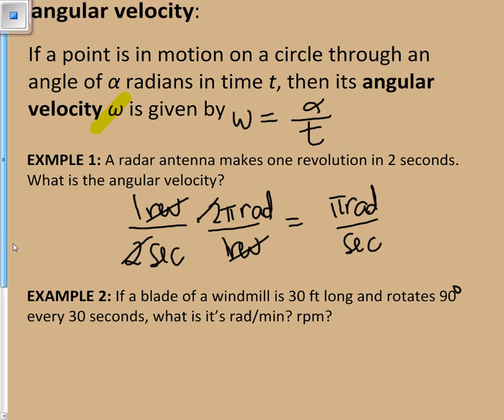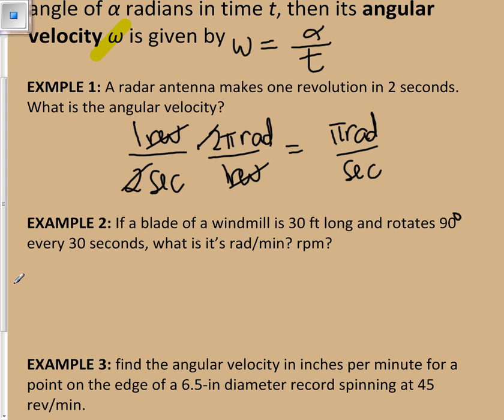Now if we look at example number 2, we have a blade of a windmill that is 30 feet long and rotates 90 degrees every 30 seconds. It wants the radians per minute and revolutions per minute. So let's do the revolutions per minute because that's more straightforward. So if it takes 30 seconds to go 90 degrees, then it's going to take 1 minute to go 180 degrees. That's half a revolution.